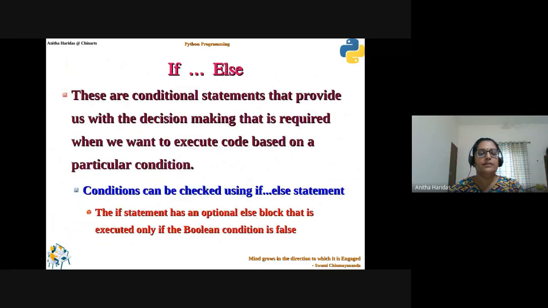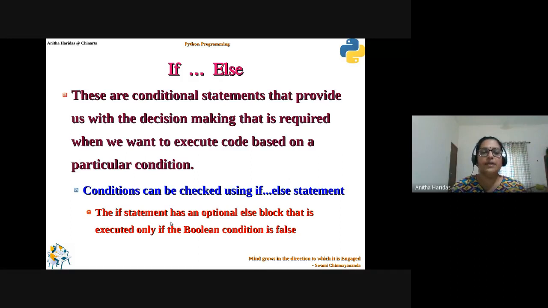So we'll be discussing the if else statement, right? The if else statement is a conditional statement which provides us with decision making. All of you know that it is very familiar to you because you have used the if else statement in all the programming languages like C, C++, and Java, which you had in your lab sessions. It is especially used for decision making, which is required when we want to execute code based on a particular condition.